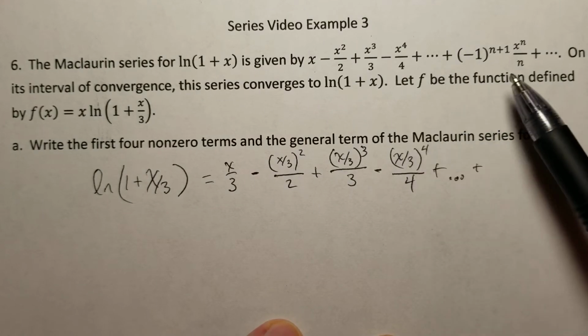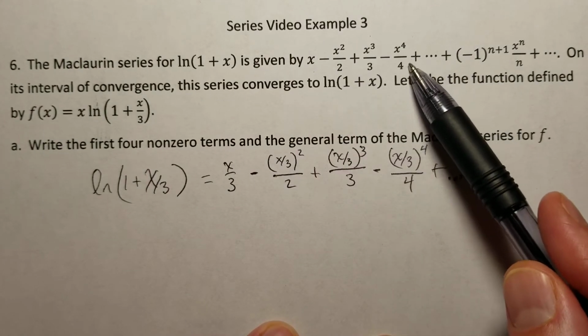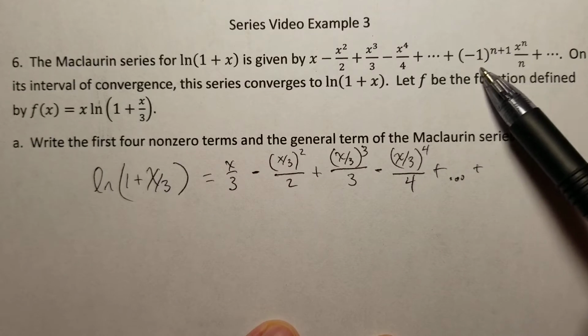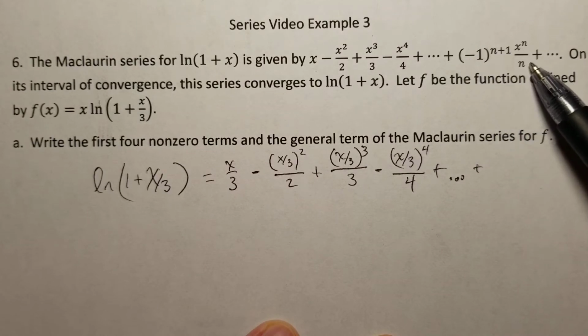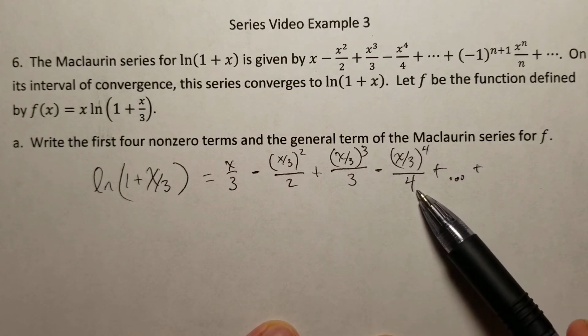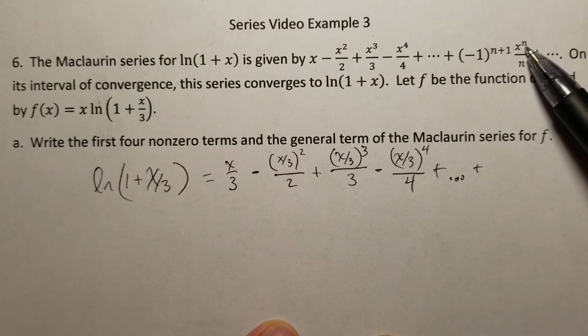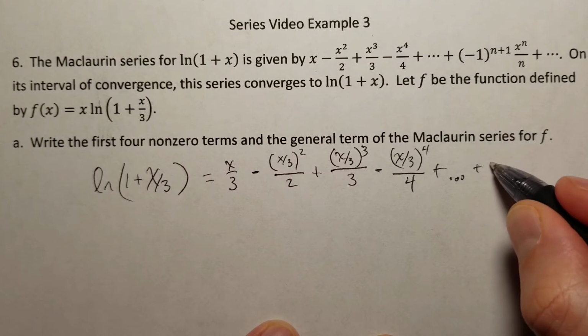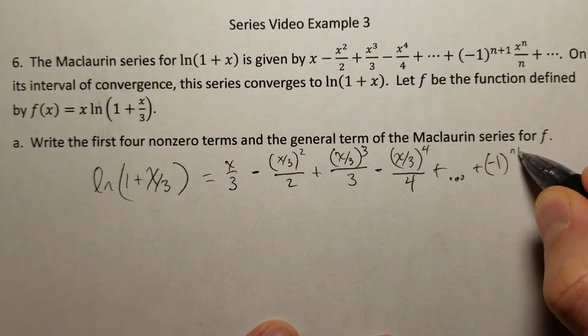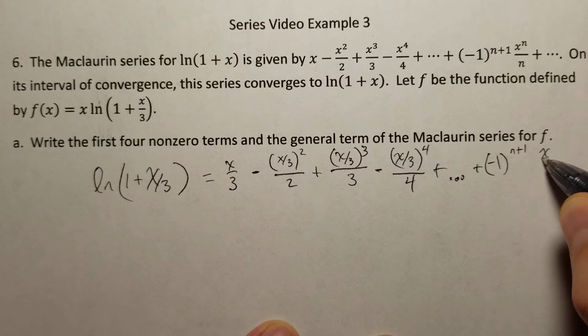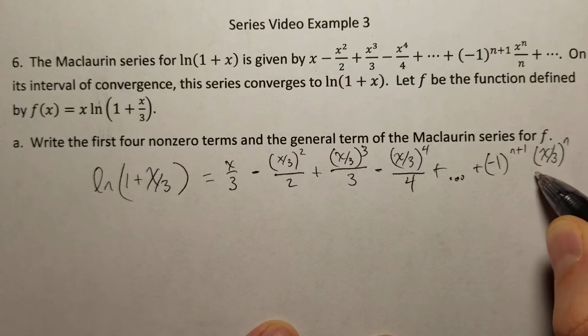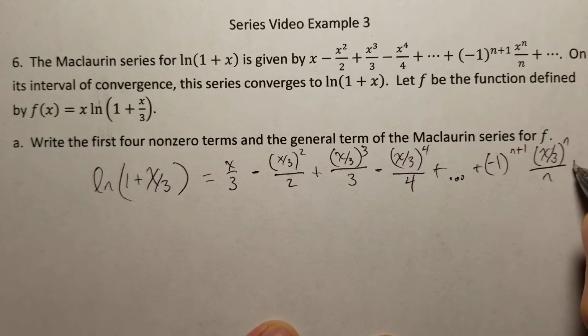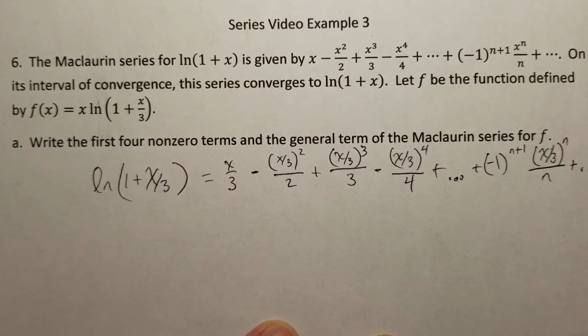Now, the same goes for the general term, right? This is just an extension of what our series was over here. So I'm not going to touch the alternator. I'm not going to touch the denominator of n, just like I did over here. And now I'm only going to plug in x over 3 for my numerator, x to the nth power. So I'll end up with negative 1 to the n plus 1, now x over 3 to the nth power over n plus dot, dot, dot.